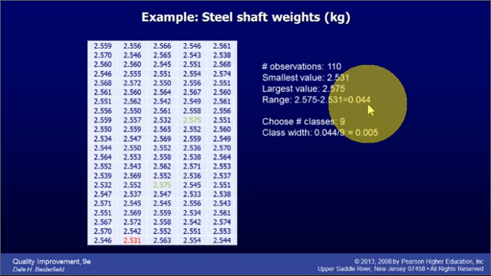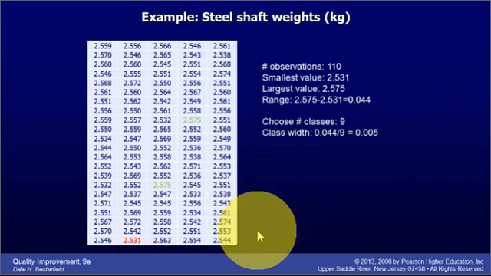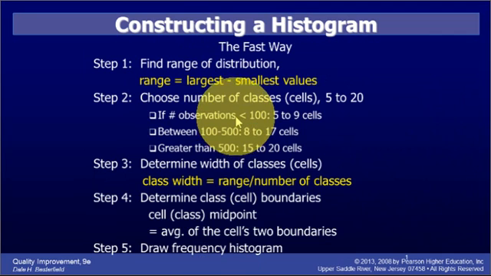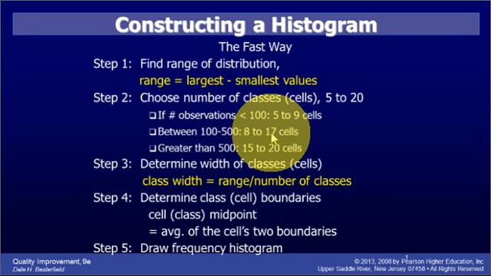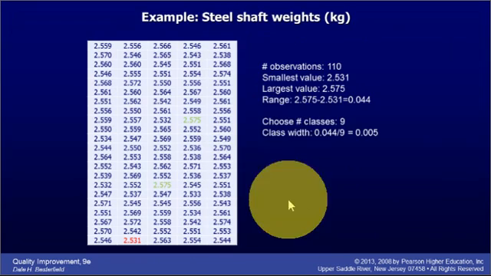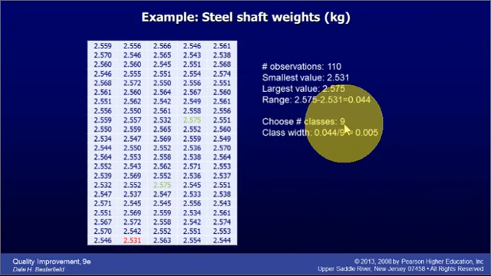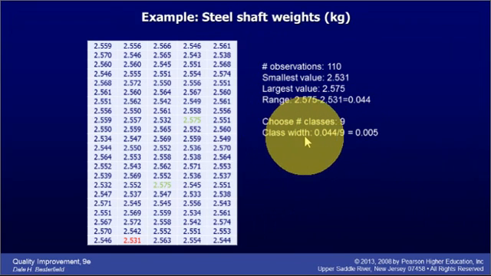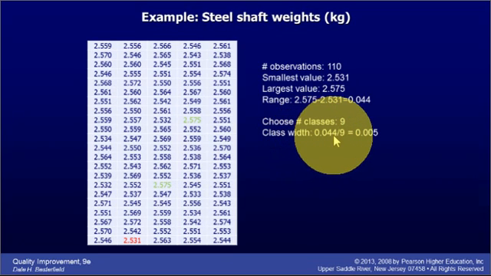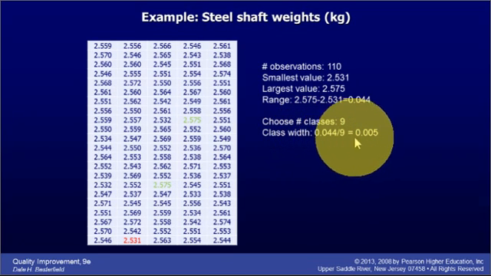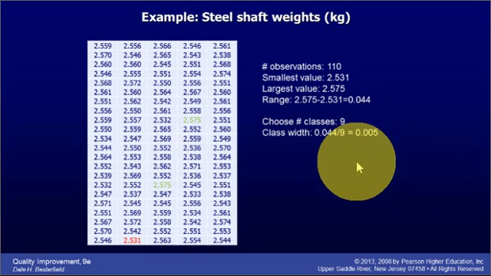Therefore, the range of our dataset is 2.575 minus 2.531, which equals 0.044. If we go back to the previous slides, we have 110 observations, and therefore we need some number of cells between 8 and 17. So I choose the number of classes as 9, and therefore the class width equals 0.044 divided by 9, and that gives me a class width of 0.005.